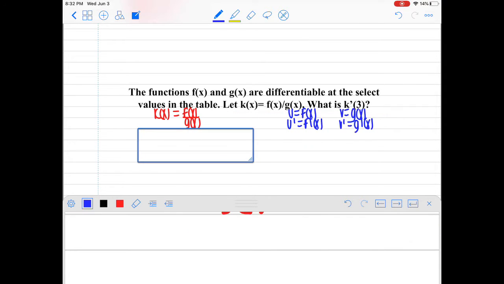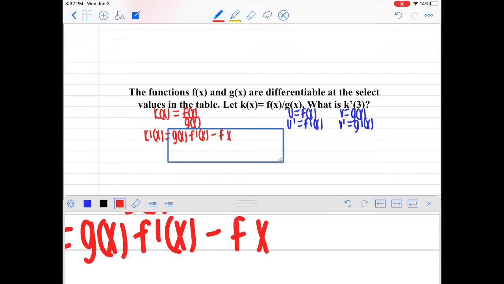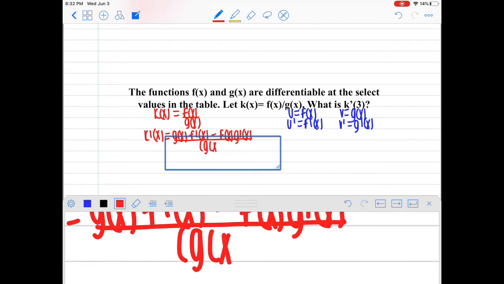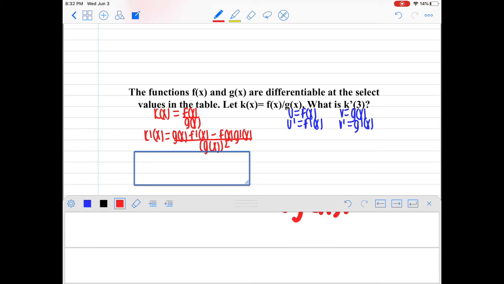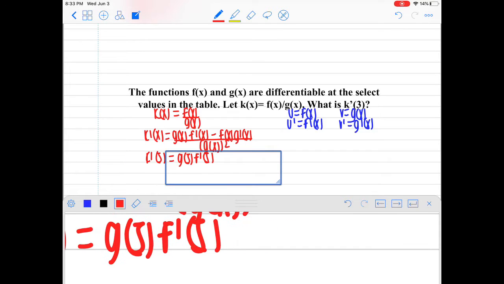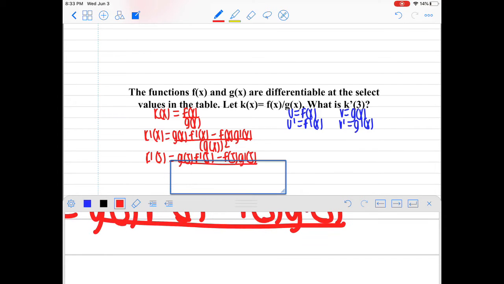And then we are going to utilize the quotient rule, which is just going to be the function in the denominator times the derivative of the function in the numerator minus the function in the numerator times the derivative of the function in the denominator all over the function in the denominator squared. And the problem is asking for k prime of 3, so we're just going to substitute 3 in for all of the x values, so minus f of 3 times g prime of 3 over g of 3 squared.